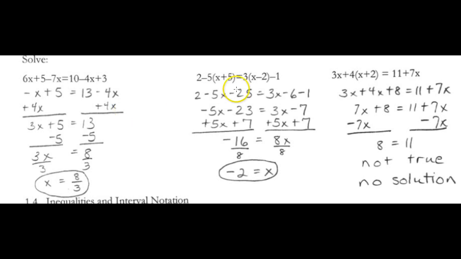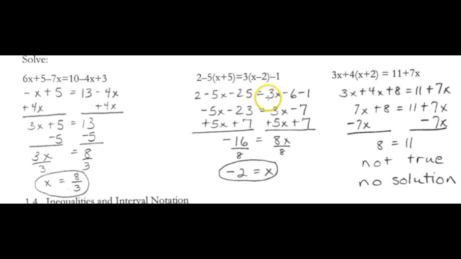Our second problem, we have parentheses. We need to eliminate the parentheses by using the distributive property. We pay special attention to the minus 5 times x plus 5 here. So it's a negative 5 times x, which gives us minus 5x, and it's a negative 5 times a positive 5, which gives us minus 25. Make sure you realize that that negative 5 is being multiplied times the positive 5 to give us minus 25.